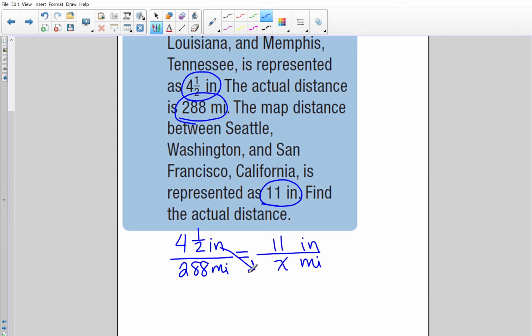So cross multiply now. We have 4.5x is equal to 11 times 288, which is 3,168. We can divide by 4.5.